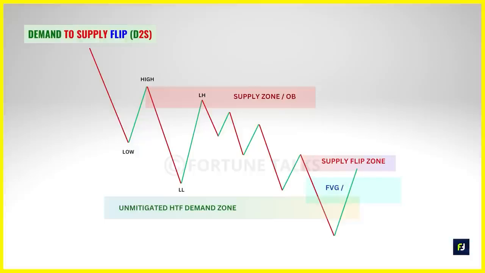So this is what we refer to as a demand to supply flip pattern. It denotes a shift in the market dynamics, suggesting a potential opportunity for traders to consider entering short positions, anticipating the continuation of the prevailing downtrend.